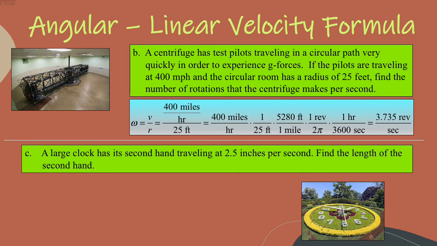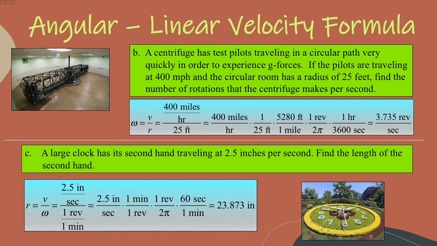Problem C states that a large clock has its second hand traveling at 2.5 inches per second, and we would like to find the length of the second hand. Clocks this large are usually garden clocks. There's a famous one in Niagara Falls that is shown here. In this case, we want to find the length of the second hand, which is the radius. And we use our angular to linear velocity formula to get that the radius is equal to v over omega.